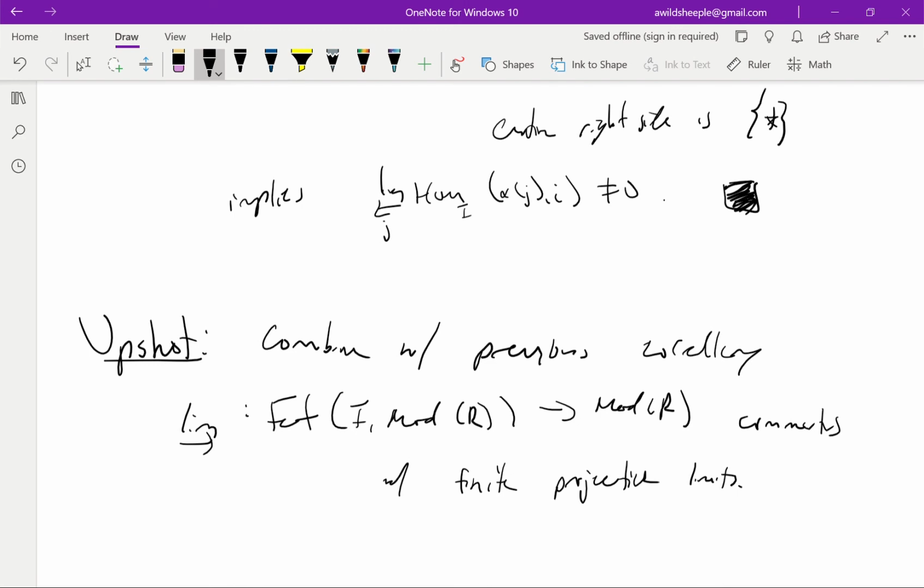Which feels like a pretty non-trivial fact in the world of maybe homological algebra, if you like. Certainly something that one sees quite a bit when one wants to do algebra. Maybe homological algebra is not, maybe commutative algebra. I don't know, whatever you like. Definitely feels like an important result. Okay, I think this is a good place to stop.